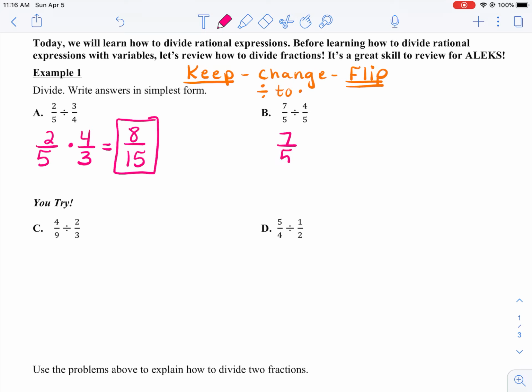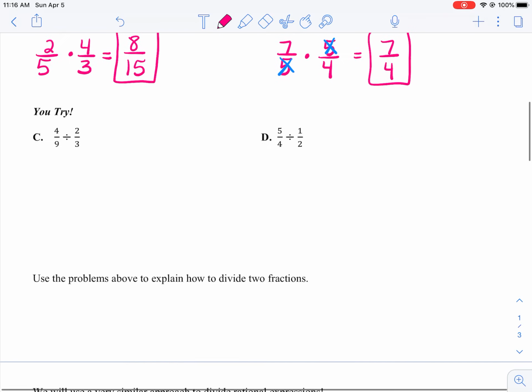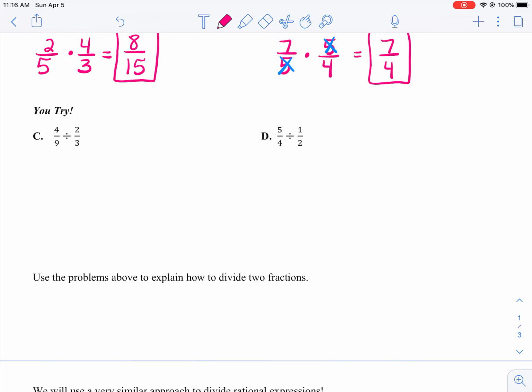Okay, so the next one, we're going to keep, change, flip. Look diagonally, look up and down, see if you can reduce anything. In this problem, we have a 5 on top and a 5 on the bottom, so we can cross those out. And then all we're left with is 7 on top and 4 on the bottom, and that cannot be reduced. All right, so go ahead and pause the video. I want you to try these last two problems. Just practice dividing fractions. It should help with some of your ALEKS problems as well.